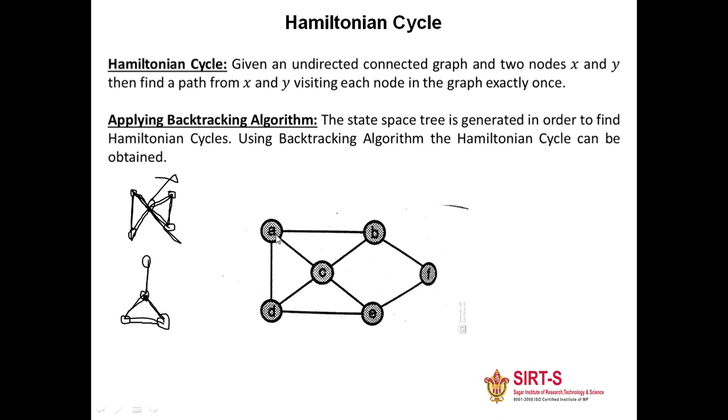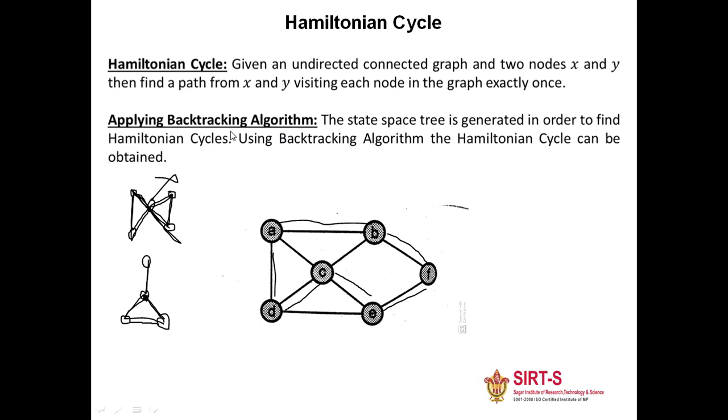Let's try to traverse here itself. I will start from A to B, B to F, F to E, E to C, C to D, and now D to A. Other paths are also possible. I have shown you only one single path here. So this is the problem statement, and we are going to solve this problem by using the backtracking algorithm.